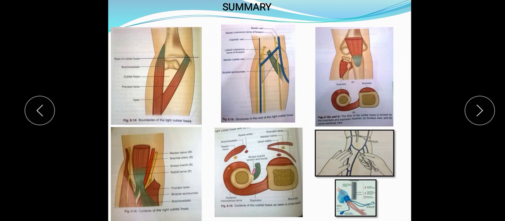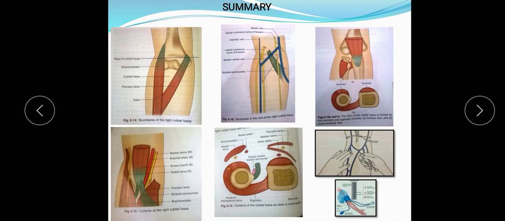Then the roof is formed by skin and superficial fascia containing the median cubital vein, lateral cutaneous nerve of the forearm, medial cutaneous nerve of the forearm, and bicipital aponeurosis. Then the floor is formed by two muscles, the brachialis and the supinator. These two muscles form the floor of the cubital fossa.